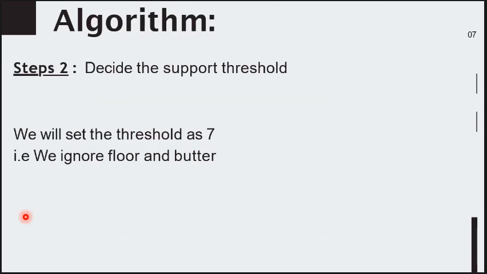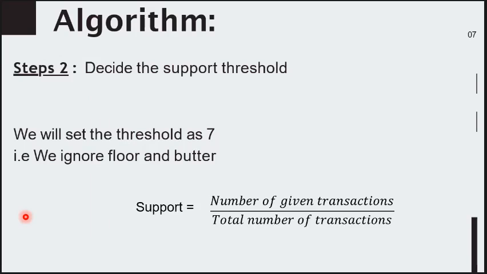Step 2. Decide the support threshold. We will set the threshold as 7. We ignore flour and butter. Since we know the support for individual elements, we will use a factor to filter out products. Support. Support is given by the formula: number of given transactions divided by total number of transactions.